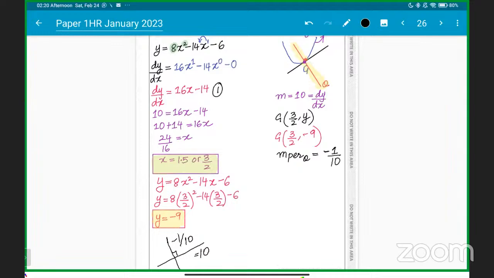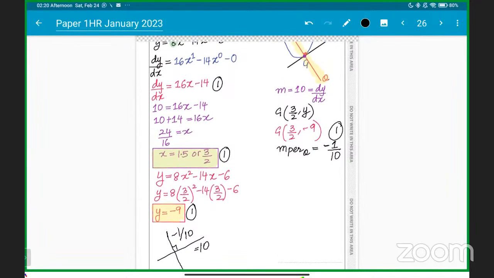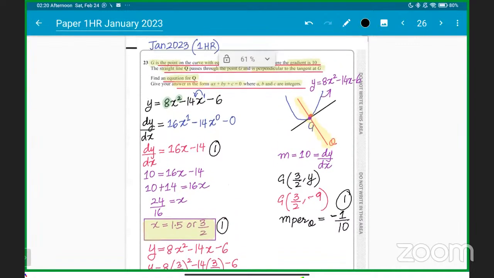1 mark, 2 marks, second mark, third mark, fourth mark. Understanding? And the last mark is for writing down the equation of the line here. It must be clear, okay? We have discussed this concept a lot of times. If you have the perpendicular gradient, everyone getting it? So we have the gradient of the tangent is 10. So the gradient of the normal will be the reciprocal of it.